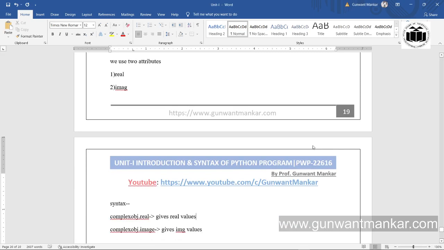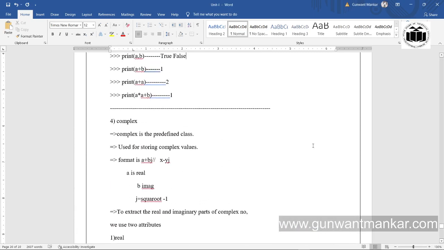Okay, complex data type. Let us see the complex data type. Complex data types are used to store complex numbers. Complex is a predefined class. It is used for storing complex values.